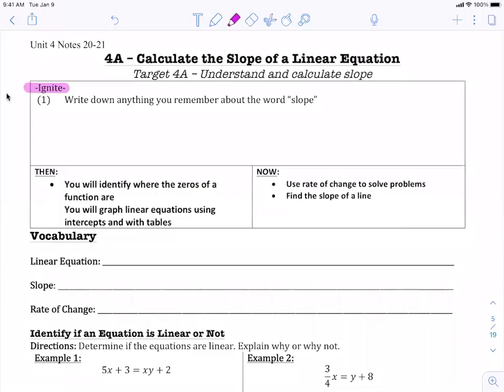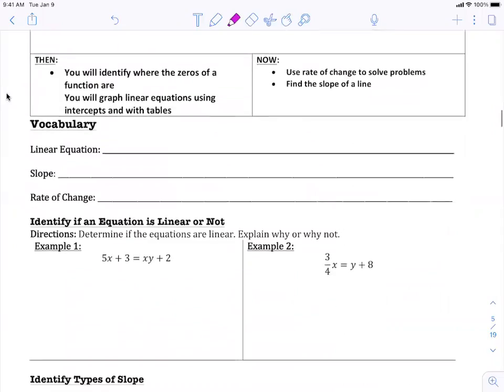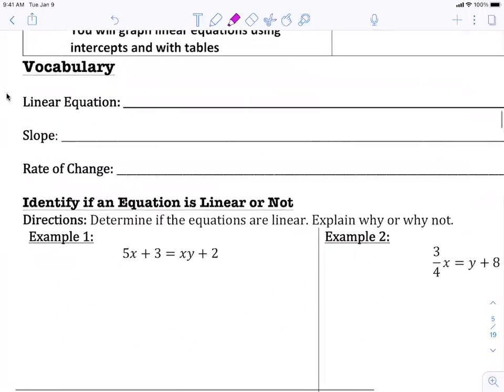All right. So whether or not you were able to write anything down in terms of what you remember about slope, the goal for today is really to refresh your memories, or maybe you didn't remember a lot of things about slope. So obviously the first thing that we're going to talk about is, and yes, this is pretty much the name of the unit, this unit is all about linear equations.